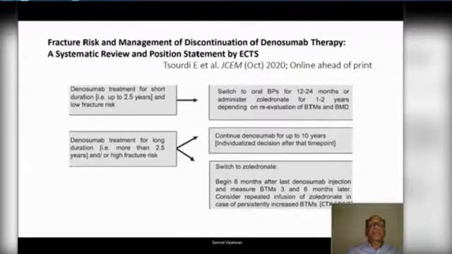And the current recommendation is when you stop denosumab treatment, the patient should be started on bisphosphonates for a period of time, depending on how long they have had denosumab treatment for, and also monitor them with bone turnover markers to make sure that their bone turnover markers are suppressed.